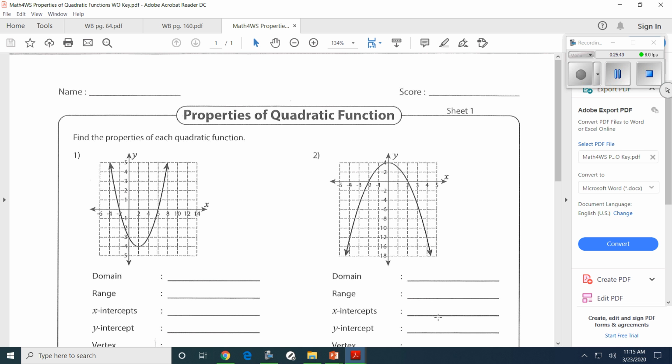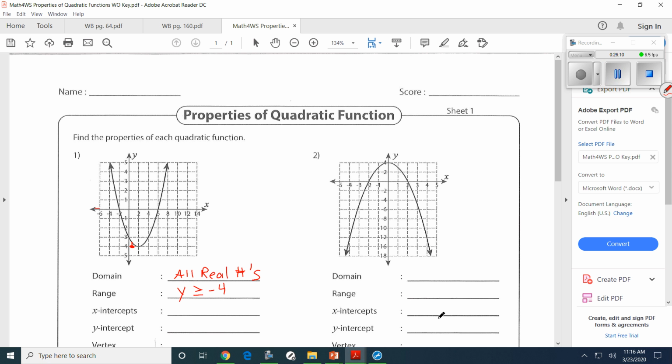Come on. It will not scroll down for me. Nice. Okay, so ask each one of these questions. What is the domain? Notice there are arrows, so the domain is going to be all real numbers. For the range, it starts at -4 and goes greater, so y is greater than or equal to -4.